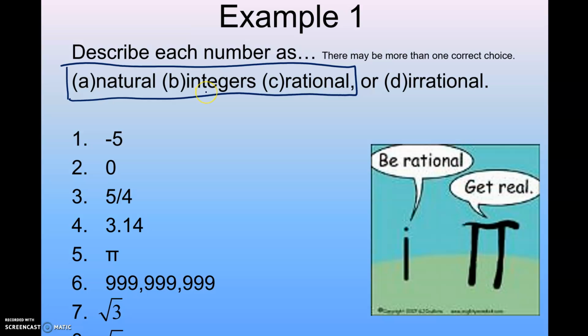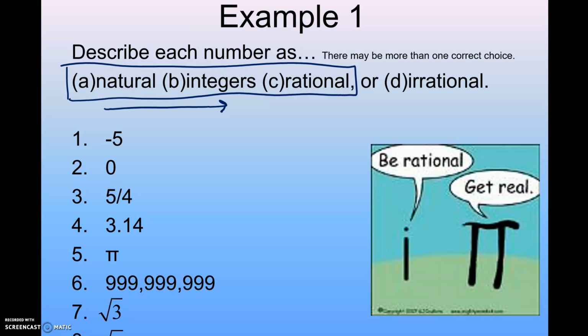So on the next slide, basically what I'm saying is, if you are A, you're A, B, and C. If you're B, you are B and C. So this moves in this direction. If you're C, you're just C. If you're D, you're just D. And I will never try to trick you on a test. I will always write the directions like this in the correct order. So you know if it's natural, integer, and rational. If it's integer and rational. If it's rational, you stop. If it's irrational, you stop.